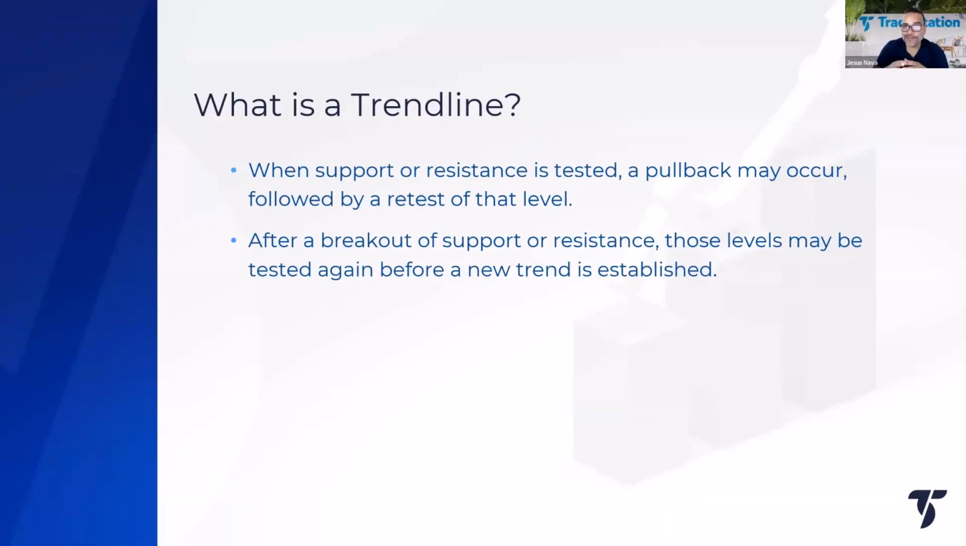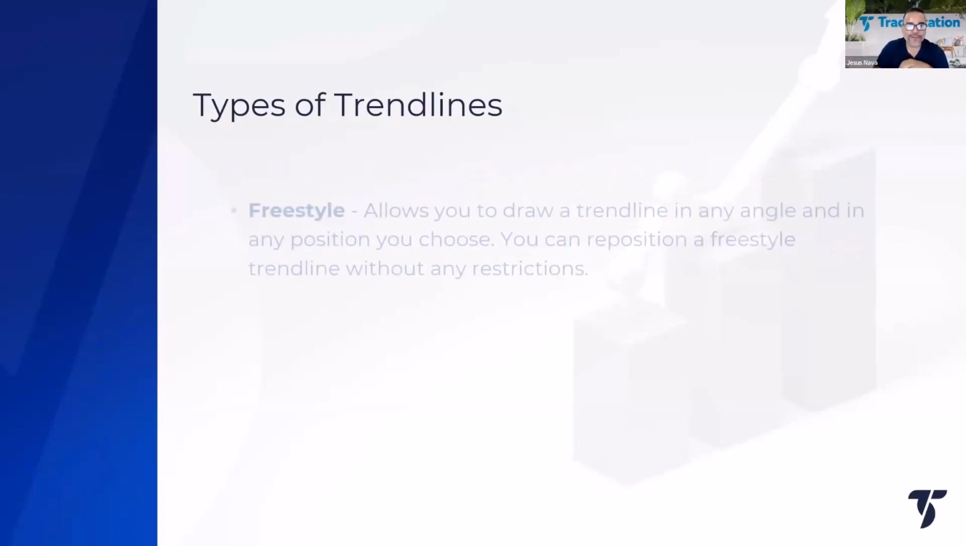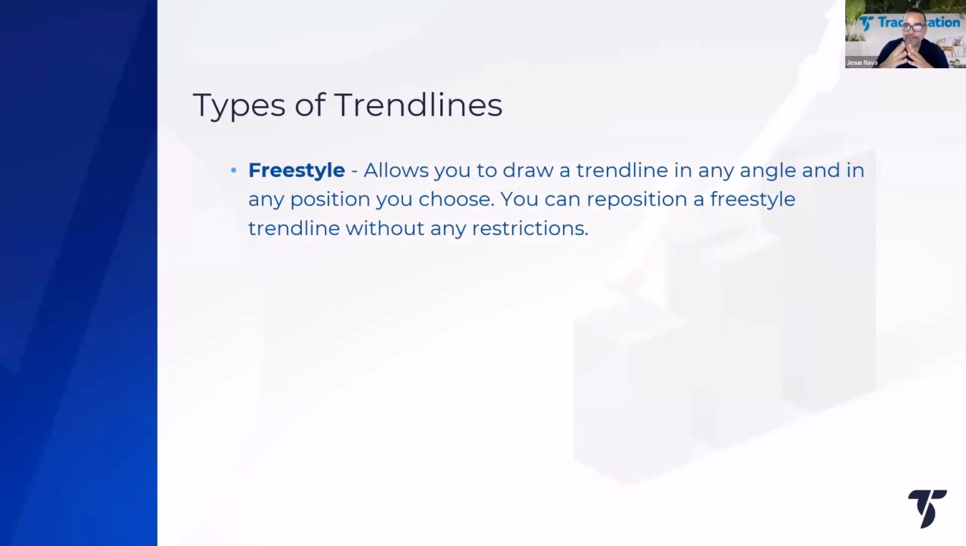In TradeStation, specifically the TradeStation Desktop, we give you the ability to draw these trend lines with many different calculations. So let's go ahead and take a look. The first one is a freestyle trend line, which allows you to draw the trend line at any angle and in any position you choose. And you can reposition a freestyle trend line without any restrictions. That is the default style: when you draw a trend line on TradeStation, it is freestyle. And we're going to take a look at all the different ways that you can draw trend lines and the settings that you can modify on each one of them.